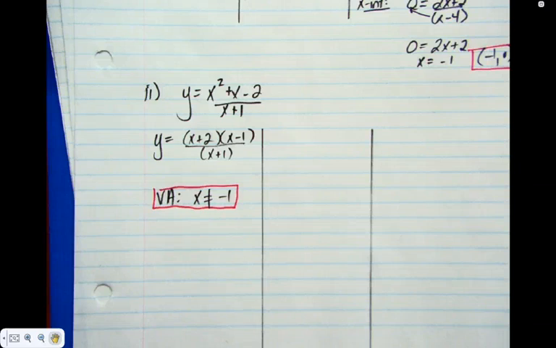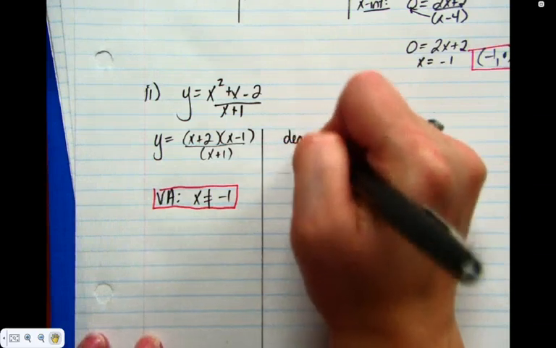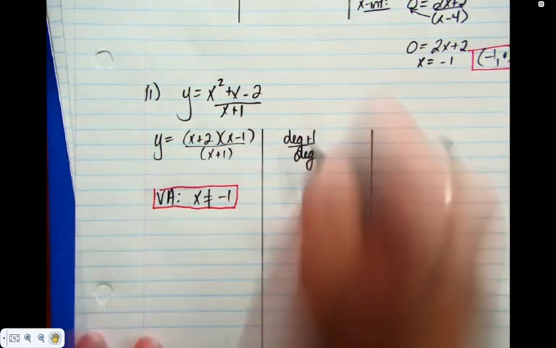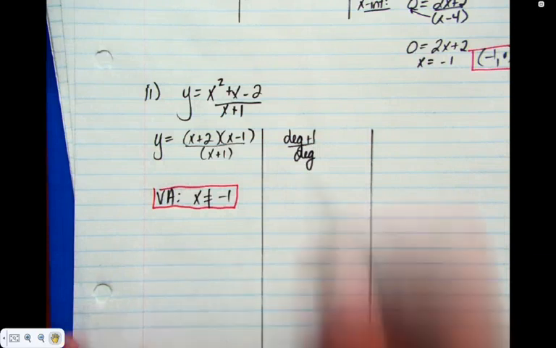Horizontal and oblique, look at the degree. What's the degree on the top? 2. What's the degree on the bottom? Degree plus 1 over degree.